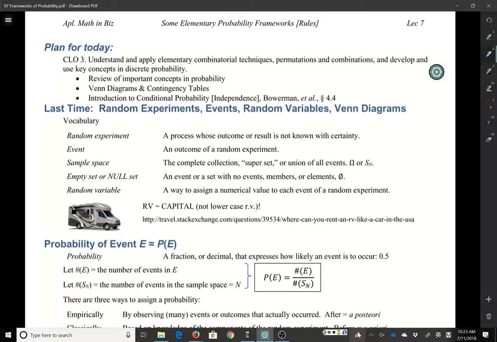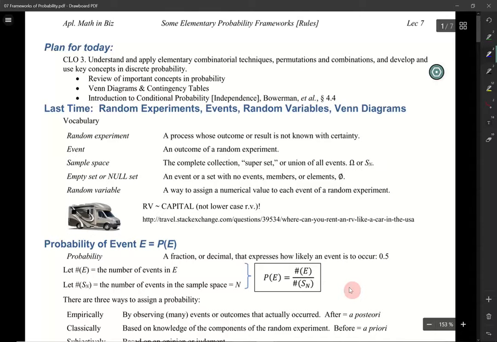So let's see. Today we want to keep going, right? We started probability last time, and we want to learn more about Venn diagrams, and we want to apply contingency tables. Okay, so we'll see what those are about. And then we also want to start with the introduction to conditional probability. The main reason we want to do that is to get to this concept of independence, which we'll get to probably next time.